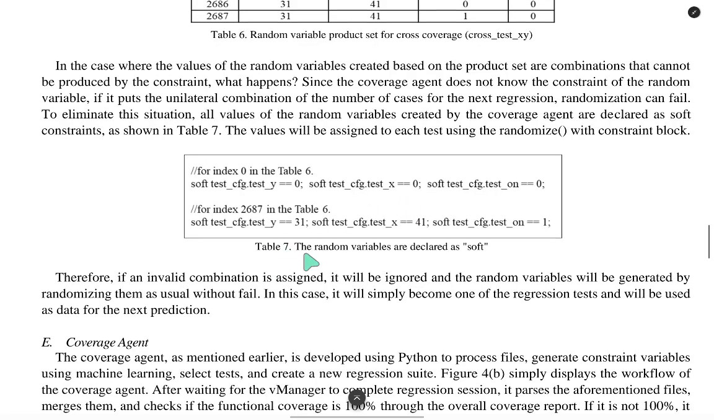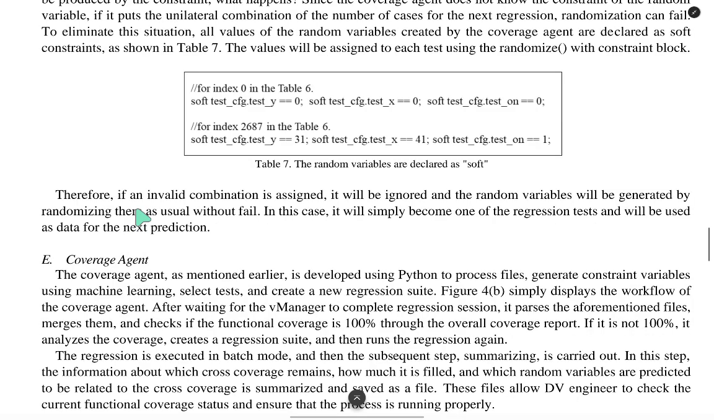Table 7 shows the random variables declared as soft. Therefore, if an invalid combination is assigned, it will be ignored, and the random variables will be generated by randomizing them as usual without failing. In this case, it will simply become one of the regression tests and will be used as data for the next prediction.